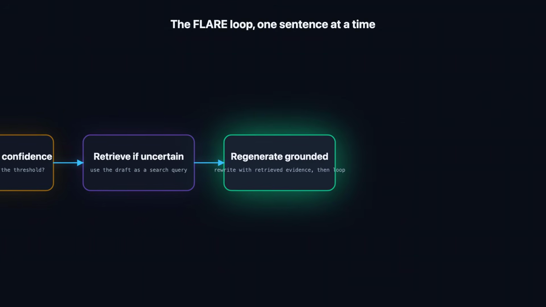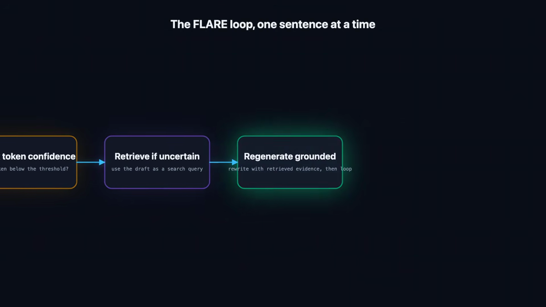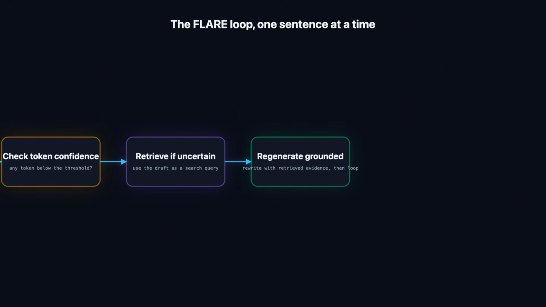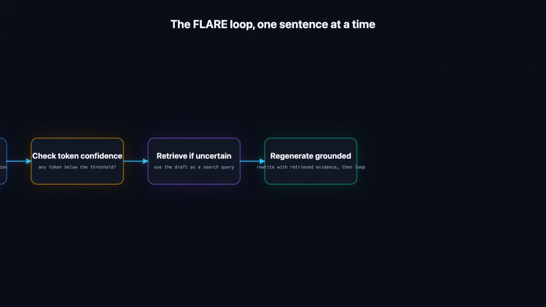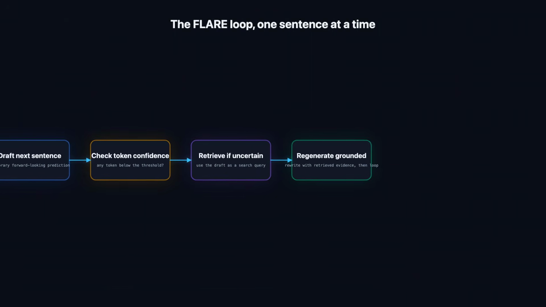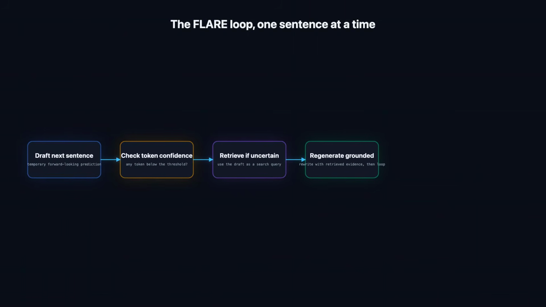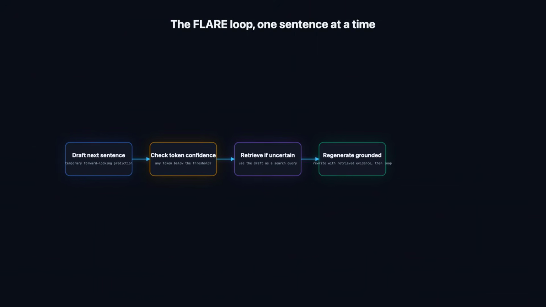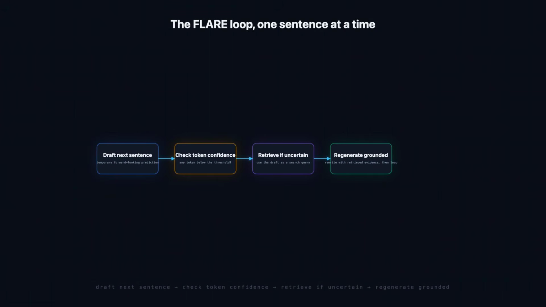Now the model rewrites. Armed with the freshly retrieved passages, it regenerates the sentence so the shaky parts are grounded in real evidence. Then the loop repeats for the next sentence and the next, so retrieval keeps pace with wherever the generation actually goes.